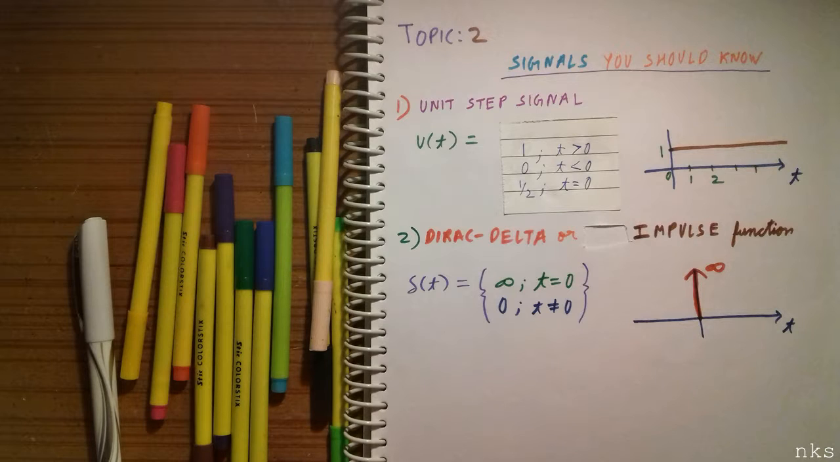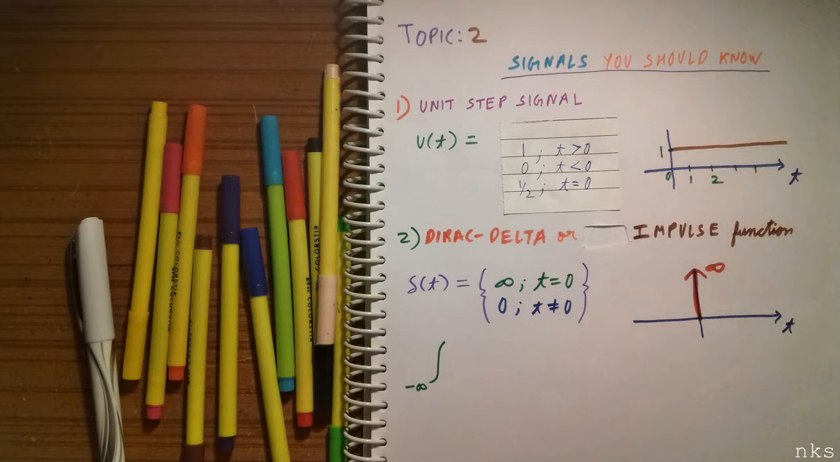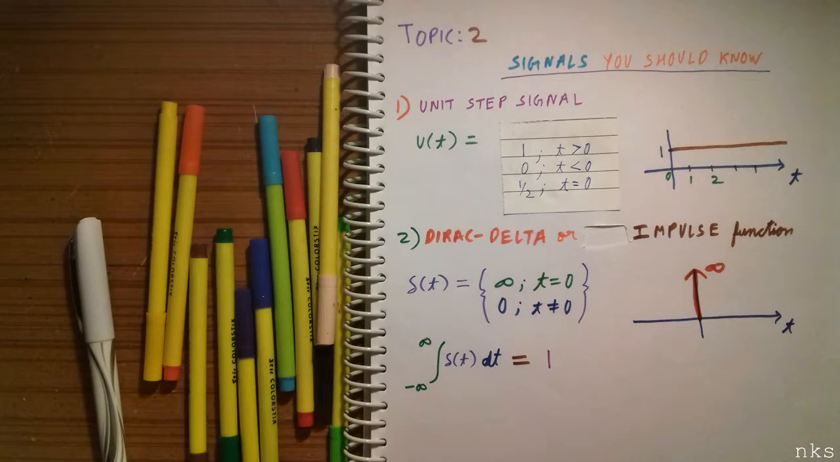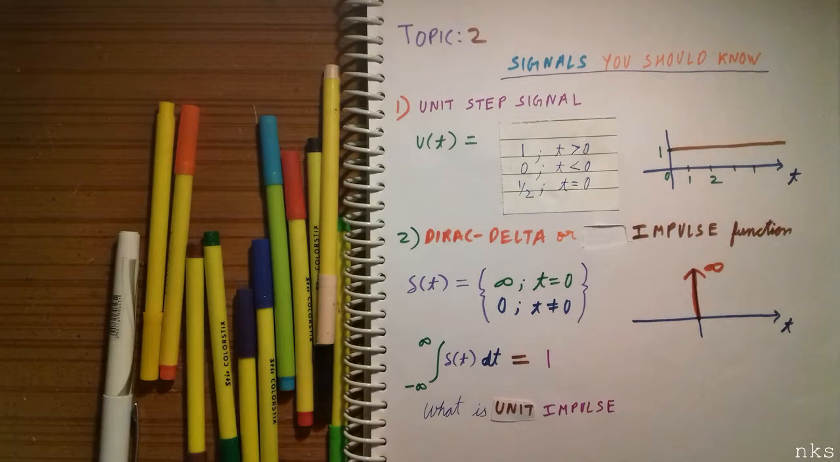Now remember this: for the impulse function, its integration from minus infinity to infinity of delta of t dt is equal to 1 always. Remember this. So now what is the unit impulse function? We don't use the Dirac delta impulse function in engineering examples because its value is infinity at t equal to 0. So what do we do?